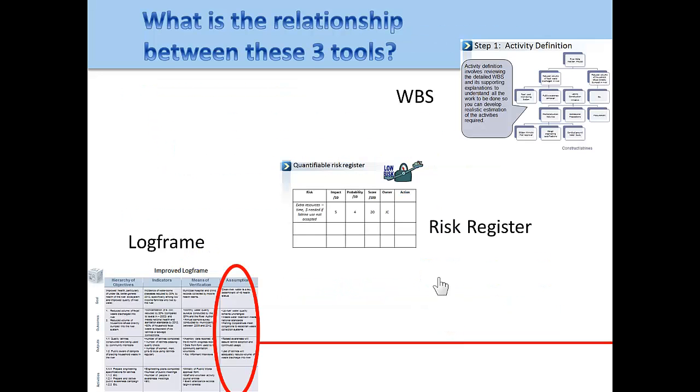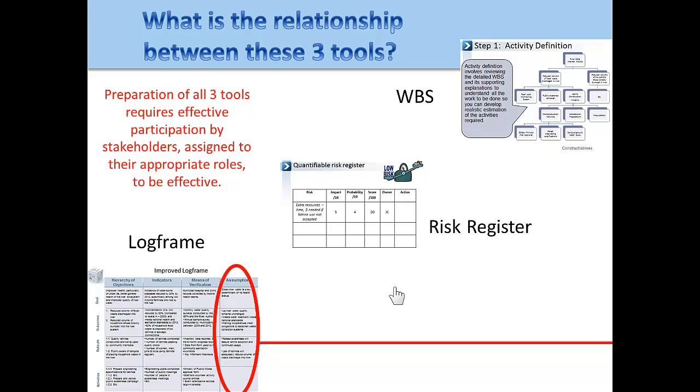I want you to look at these three tools. The first of all, work breakdown structure. It's also called the activity definition, the risk register, and the log frame. And I'd like you to think about this question: what is or can be the relationship between these three tools?